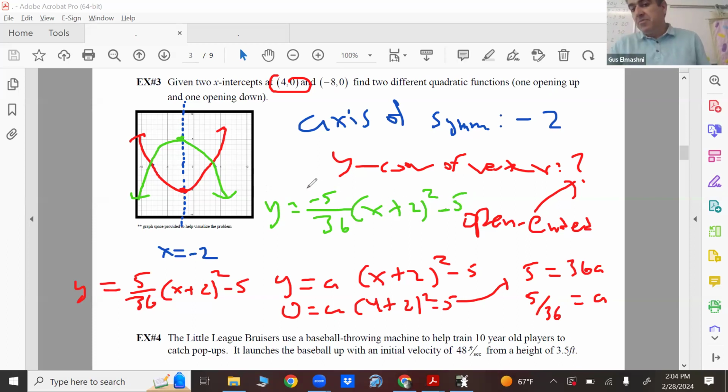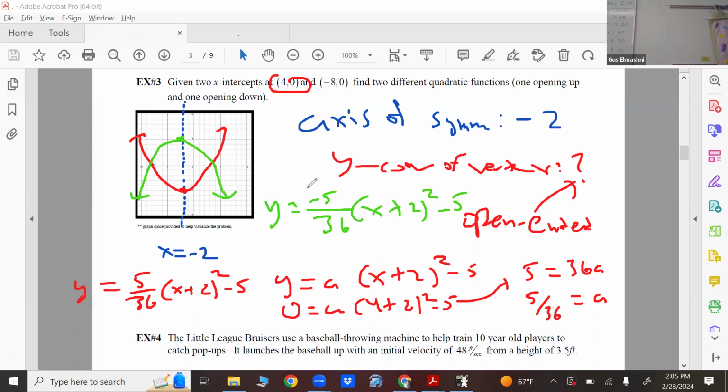So yeah, it's kind of open-ended. It's kind of up to you how you want to do it. But to solve for a, you have to use one of the points given to you. That's what you do. I just wrote the vertex form because it's more advantageous. And if you want to put it in standard form, go ahead.